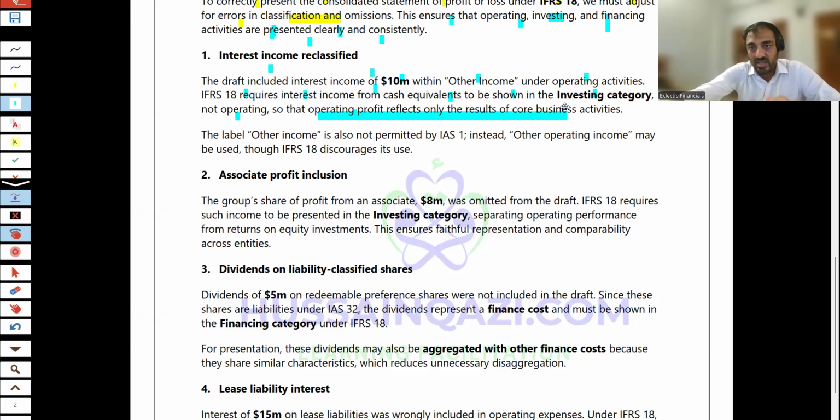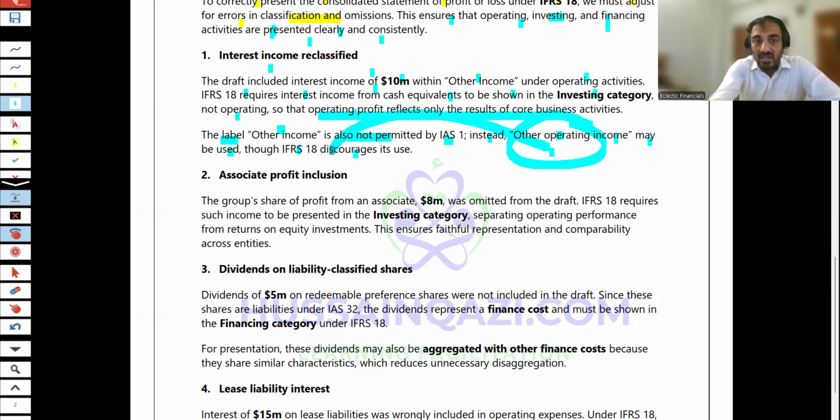Very important statement. Further, the label of other income is also not permitted by IAS 1. Instead, other operating income may be used, though IFRS 18 discourages its use. You have to mention that even though IFRS 18 allows other operating income, it also discourages it. Only the label other income is not allowed. Then attach the category: other operating income, other investment income, maybe other finance cost.